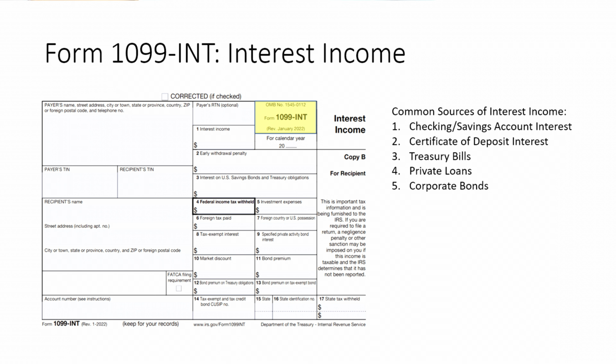Box 4 is going to have any federal income tax withheld that your financial institution withheld on your interest income. So this is good to report on your taxes because it's going to be a tax credit on your return. Any investment expenses will be in Box 5. If you earned any interest income in a foreign country, that's going to be in Box 6.